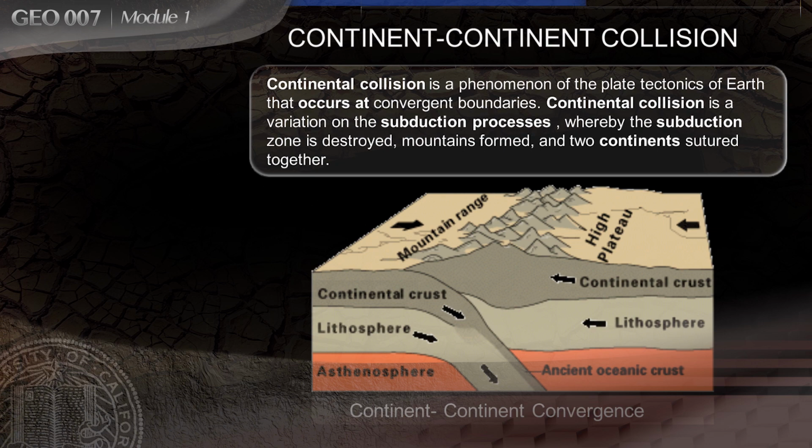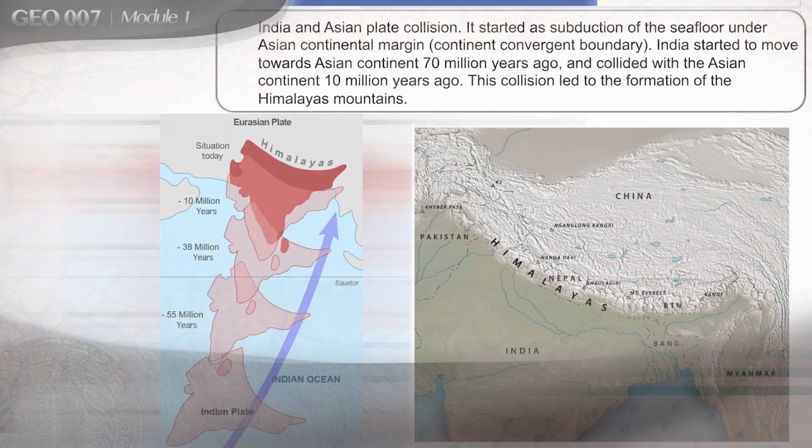Continent-continent collision is a phenomenon of the plate tectonics of Earth that occurs at convergent boundaries. Continental collision is a variation on the subduction processes, whereby the subduction zone is destroyed, mountains formed, and two continents sutured together. The India and Asian plate collision. It started as subduction of the seafloor under Asian continental margin, continent convergent boundary. India started to move towards the Asian continent 70 million years ago and collided with the continent 10 million years ago. This collision led to the formation of the Himalayan mountains.